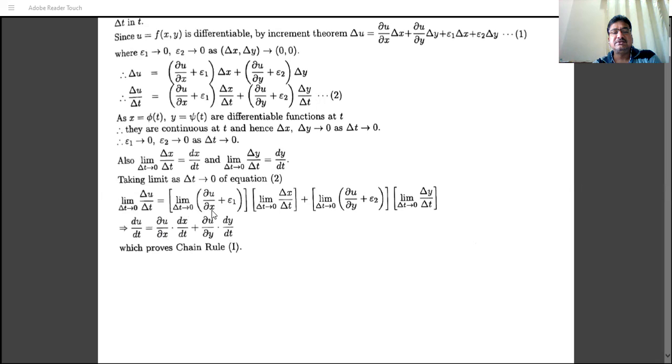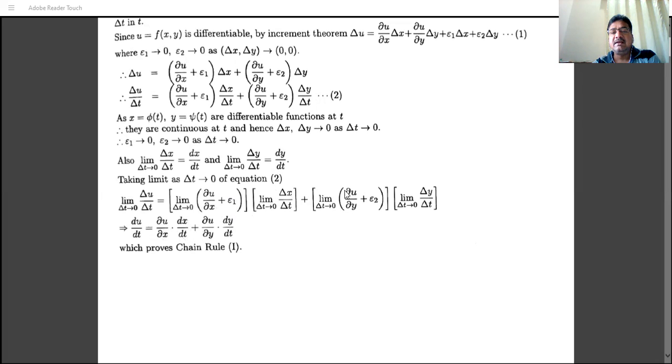And this is the limit as delta t tends to 0 of delta u by delta x. This delta u by delta x is constant with respect to the limit, so it has no effect and remains as it is. And the limit of epsilon 1 is 0 as delta t tends to 0, so the limit of delta t epsilon 1 is 0. So the answer of this limit is delta u by delta x times the limit of delta x by delta t, which is dx by dt. So we have this term.